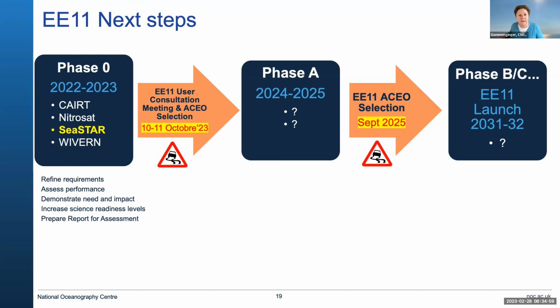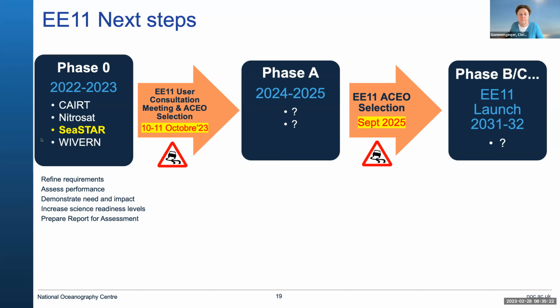So ASEO is the advisory committee on Earth observation that ESA turns to, to get recommendations as to which mission should go forward. So in October, they will select two out of those four, or up to two from those four candidates. So we may be one of them, we may not, we don't really know.